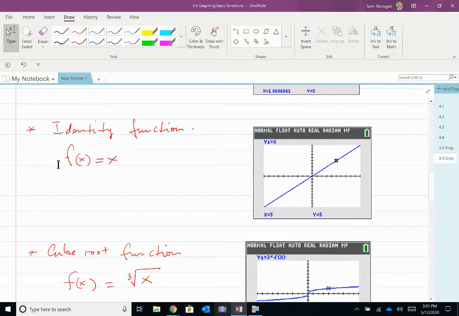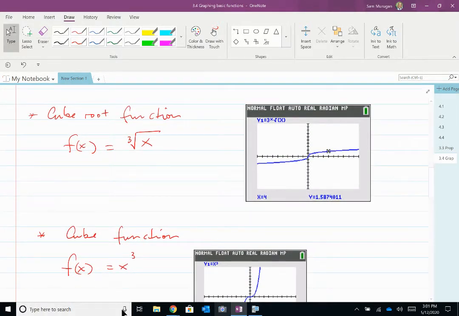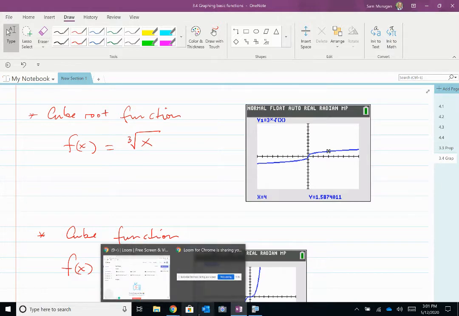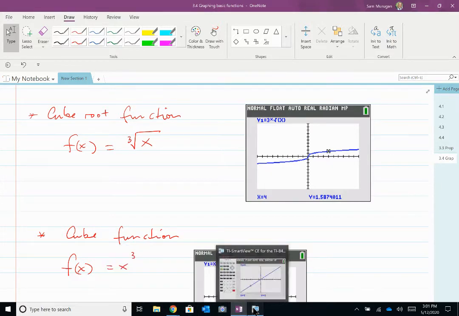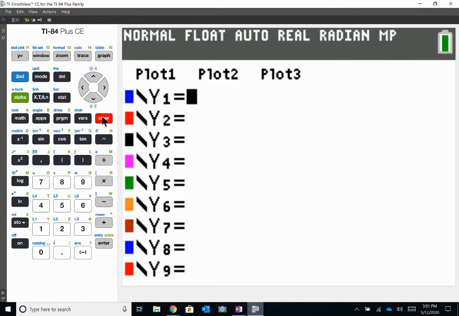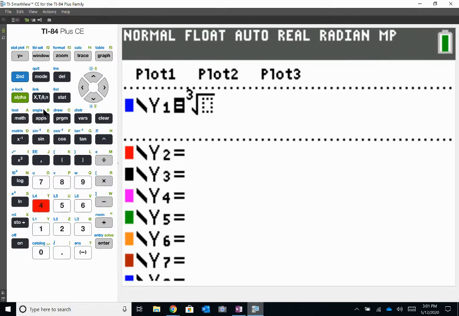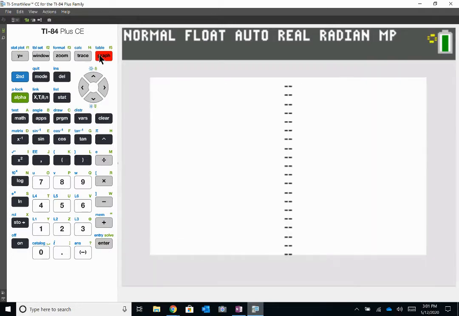Next, we're going to talk about the graph of the cube root function. The cube root function, f of x equal to cube root of x. Calculator. To access cube root, we press the math button and scroll down to number 4. Enter your independent variable and press the graph button.